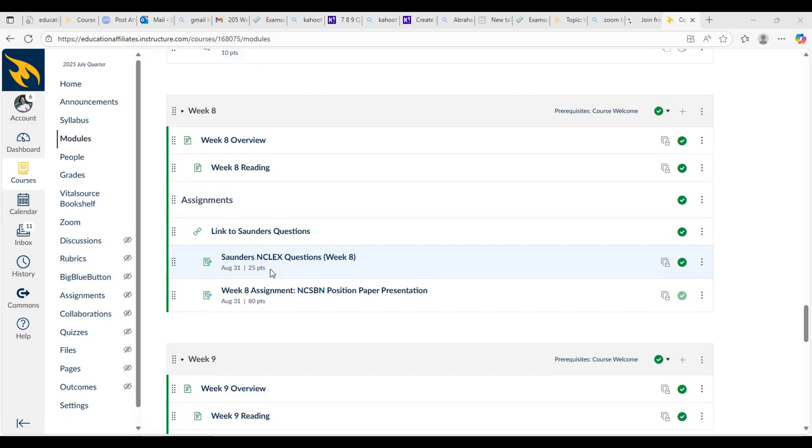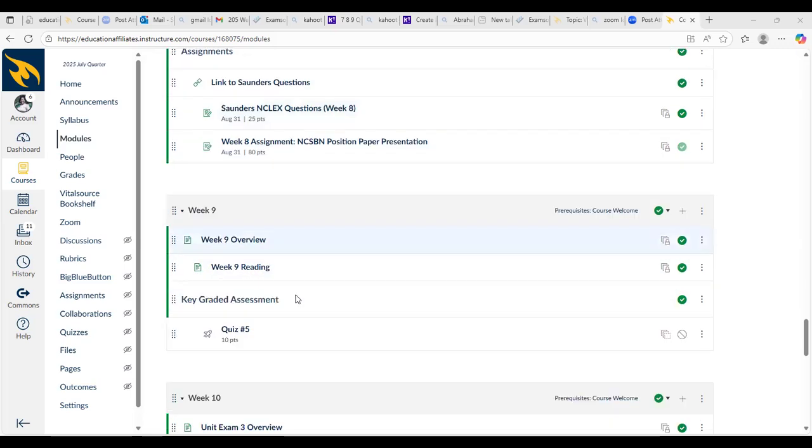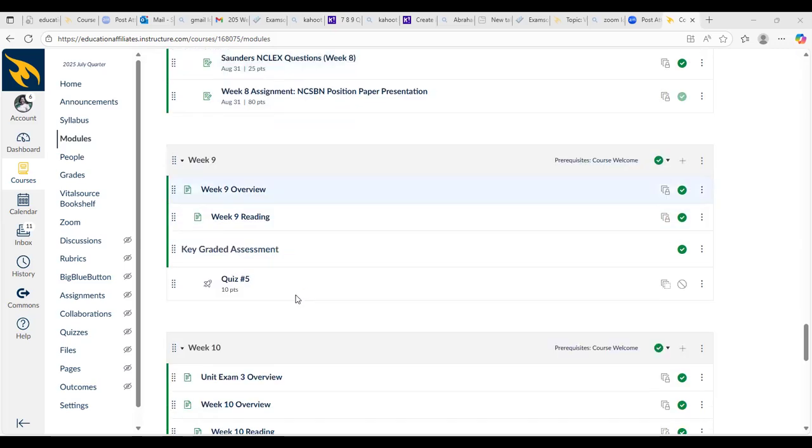Every point matters. You can take these NCLEX questions as many times as you like. You only need 25 of them. Make sure you're turning in that highest score. Commit to not turning in anything less than an 80, because remember, there's no rounding at the end. And then we have that last quiz in week 9.